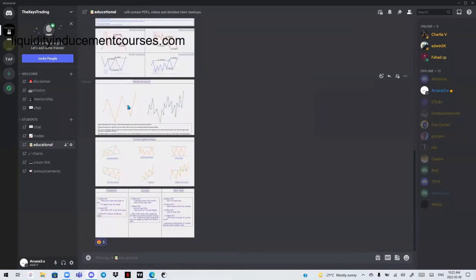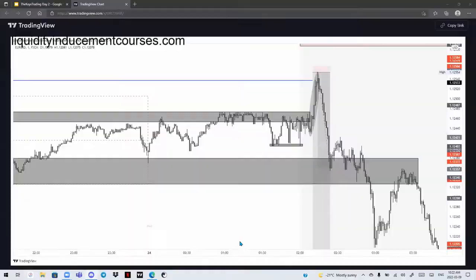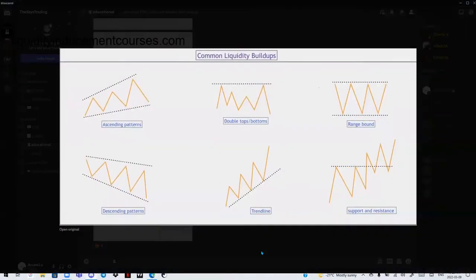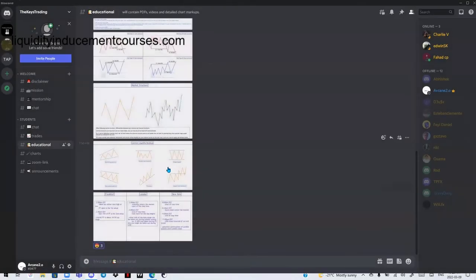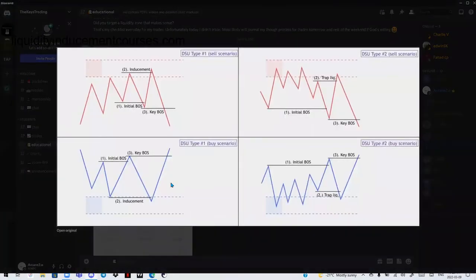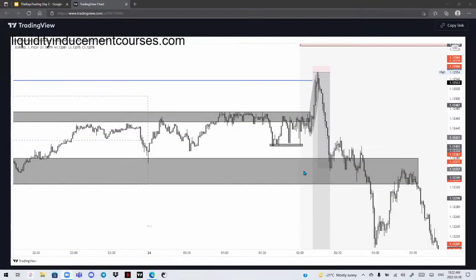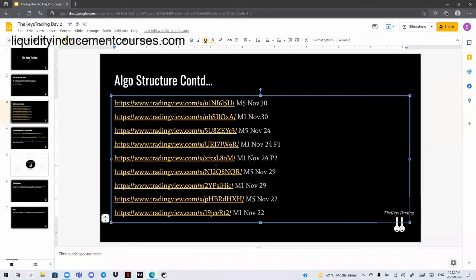I'd tell you to study this and this: liquidity buildups and DSU setups. Also, you can look at the glossary. The glossary has everything in the DSU in case you ever get confused with what it is. So I'll get this, and that was 1 minute. I'll show you that continued, 1 minute continued, part 2. So part 2 continued is this.